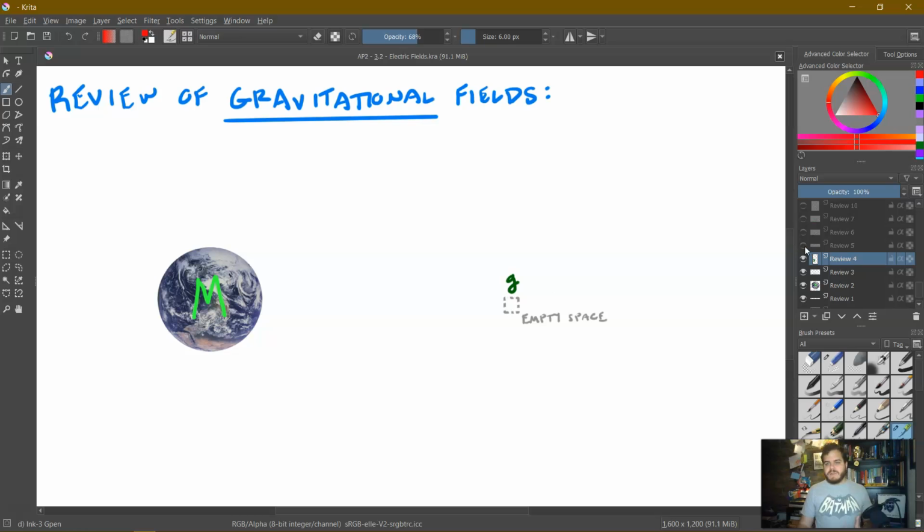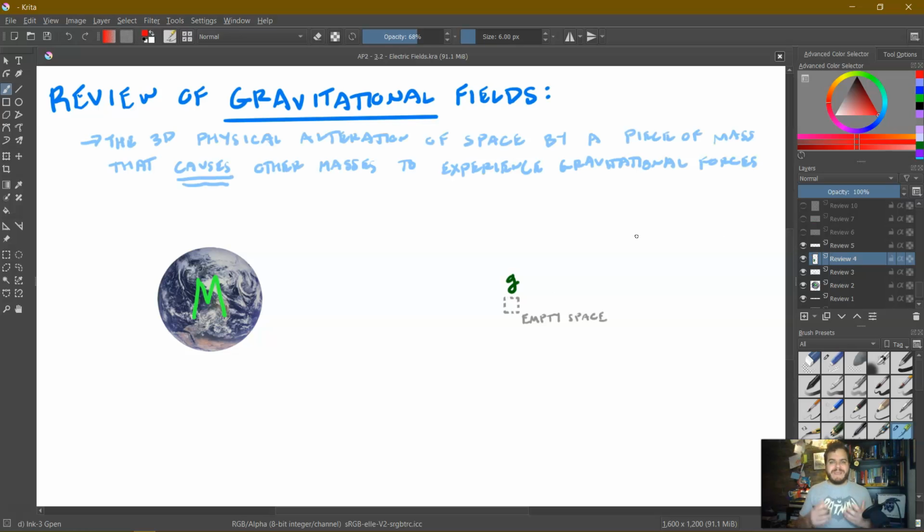So a gravitational field is really just a three-dimensional physical alteration of space by a piece of mass, in this case the Earth, that causes other masses to experience gravitational forces. So even though the other piece of mass isn't there, and so we don't have a gravitational force, the original piece of mass is there, and we therefore do have a gravitational field.